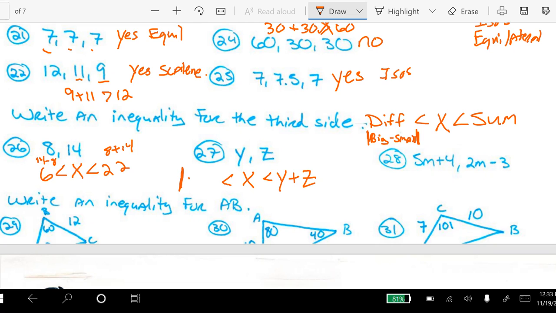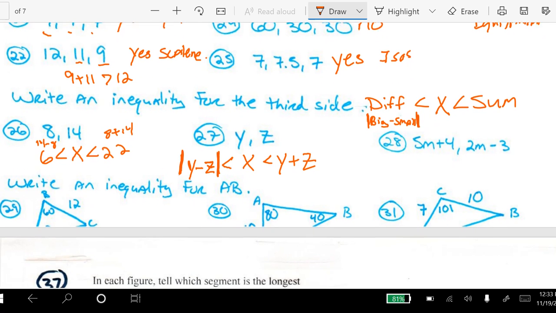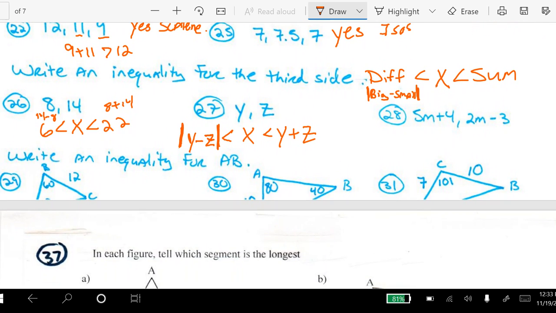Now, I'm going to incorporate absolute values here. And the reason I'm going to incorporate the absolute values is because I don't know which one is bigger. It could be y, it could be z. So because I don't know, I'm going to put absolute values there to make sure it's going to be positive regardless. And then for the last one here, number 28.